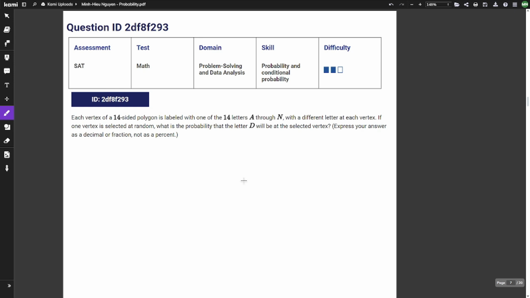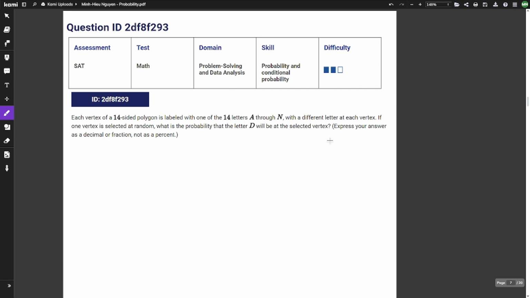Question number 7. Once again, no table. Each vertex of a 14-sided polygon is labeled with one of the 14 letters A through N, with a different letter at each vertex. If one vertex is selected at random, what is the probability that the letter D will be at the selected vertex?